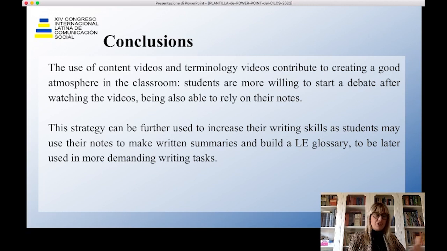This strategy, showing videos to students, can be further used to increase their writing skills, as students may use their notes later to make some summaries or build their own legal English glossary to be later used in more challenging writing tasks.